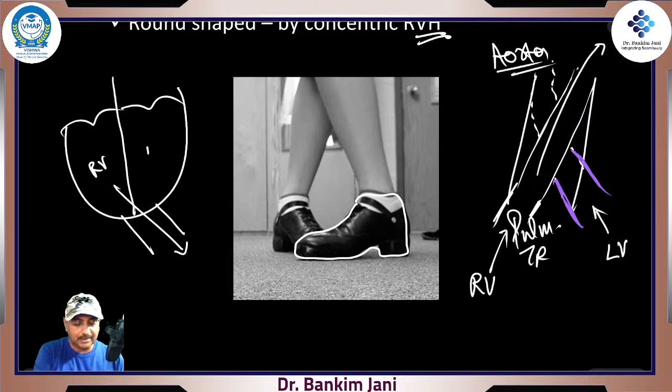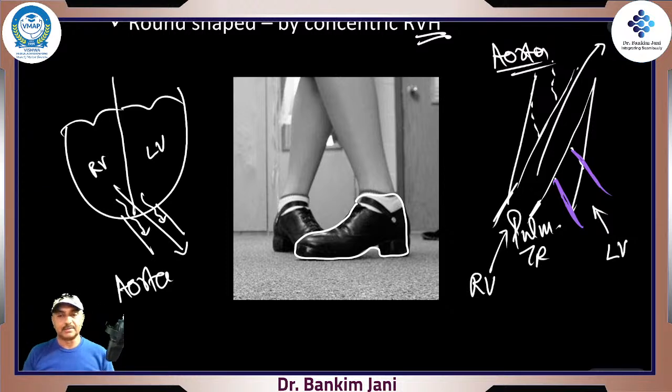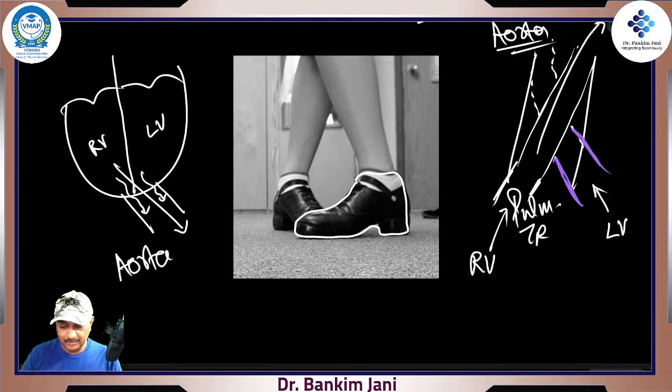This is right ventricle, this is left ventricle. Instead of the whole thing which should be coming only from the left ventricle, it is coming like this. So that now this aorta is holding blood from both the ventricles. Let's see this thing in angiography to make it more clear.